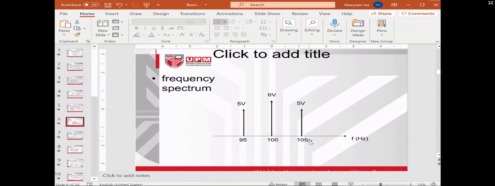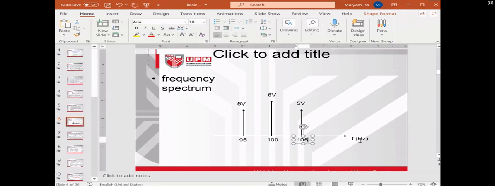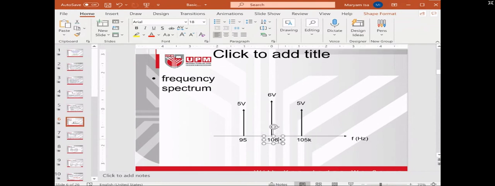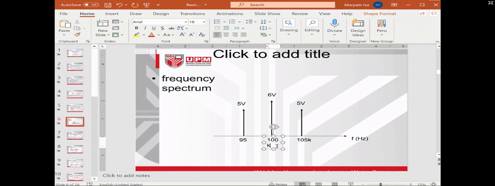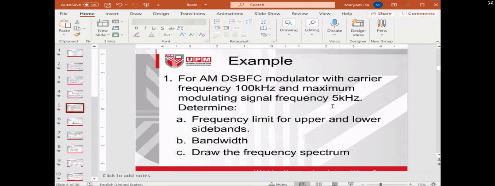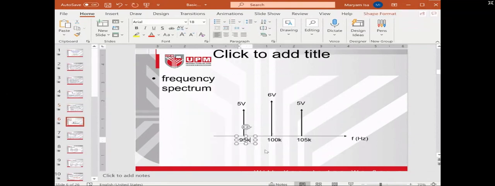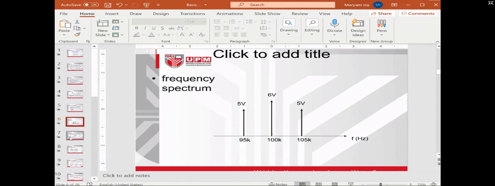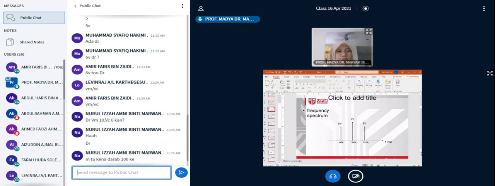It's hertz, so you have to put K here. If you put K here, then you don't have to put K there. If there is no K at the unit, then you have to put K here, or else it will be wrong. Question? Yeah, 100K and 5K. Any question? I'm going to copy this for our power spectrum later.